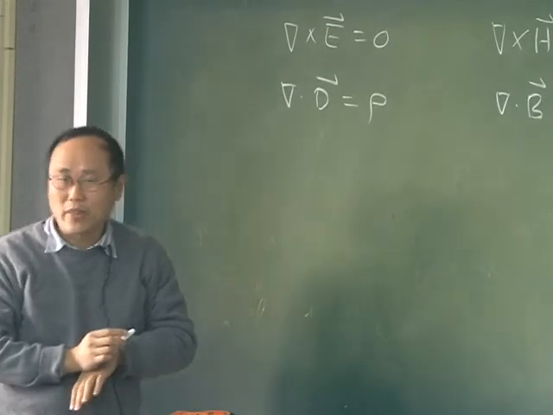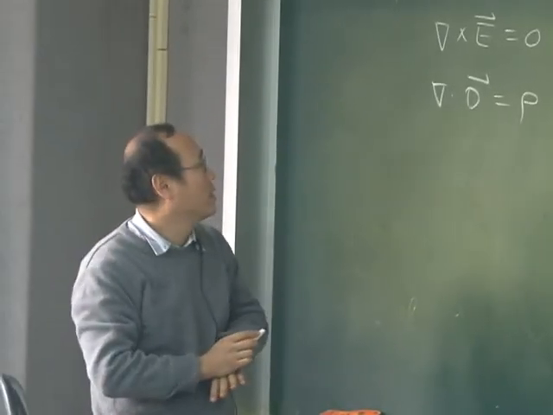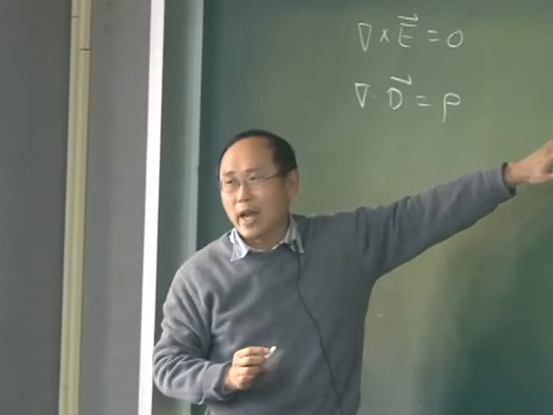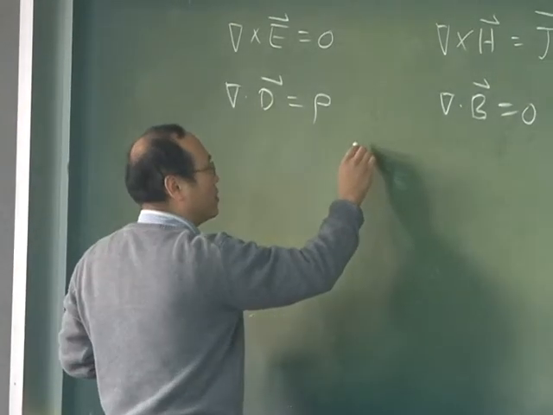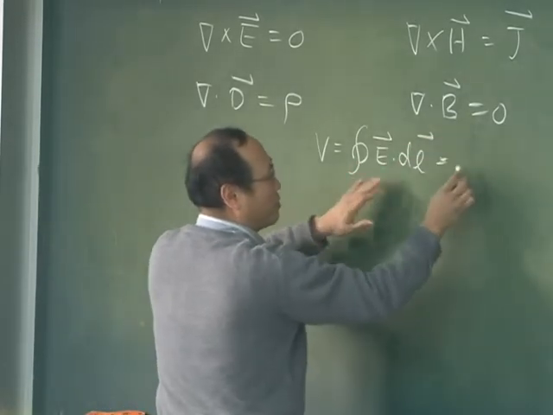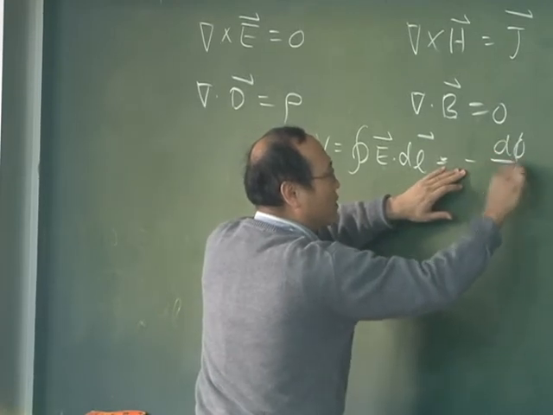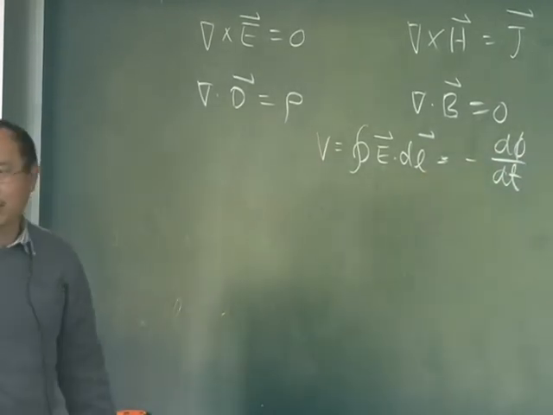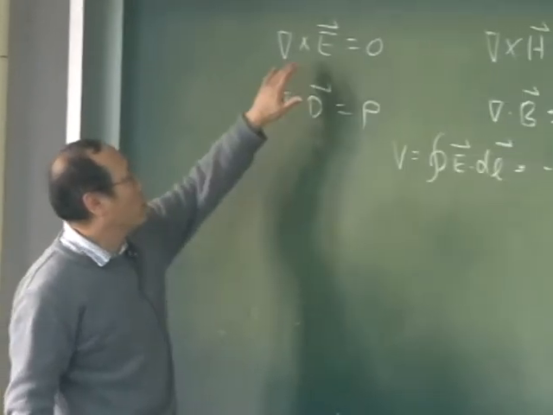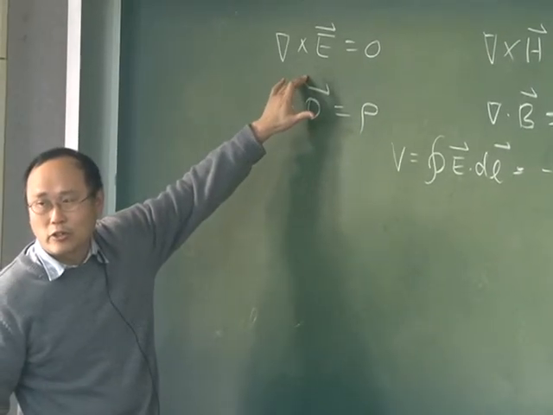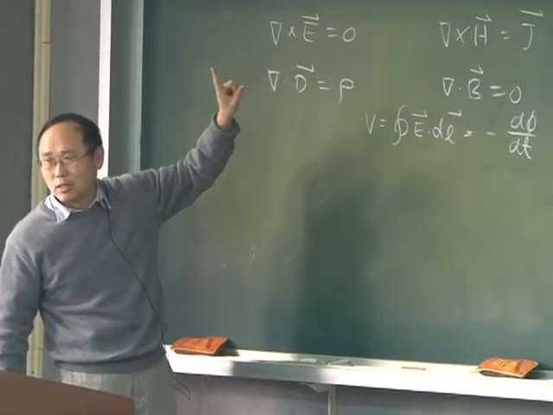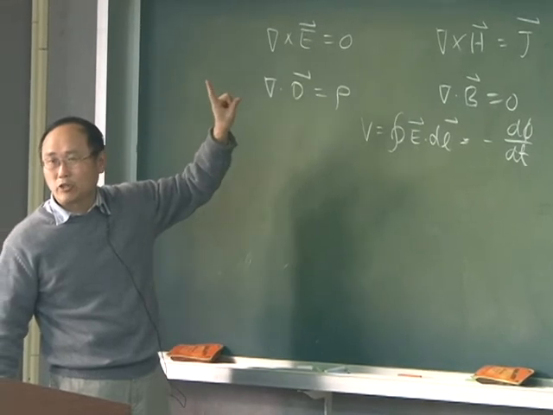But one thing is missing. One thing is missing. That is a connection between the electric field and the time-varying magnetic field. We have V equal to this integration equal to minus d phi dt. Okay, so something is missing. So we are talking about the differential equation. So we are looking at the field at one single point in space. A single point in space does not change with time.